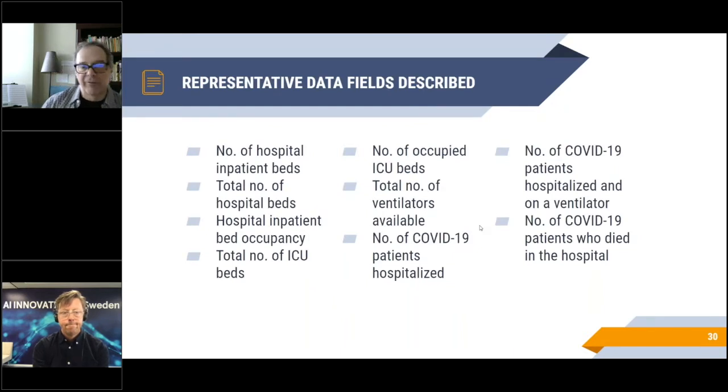And these are the sort of fields that are represented in a CDC record, things like number of hospital inpatient beds compared to how many are occupied, how many patients died, all of that sort of detailed hospital reporting, in this case for COVID-19 specifically.